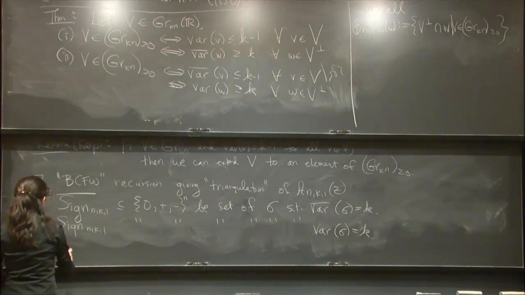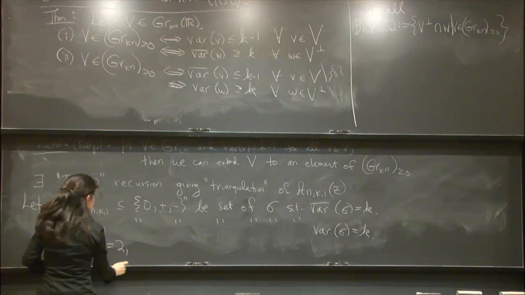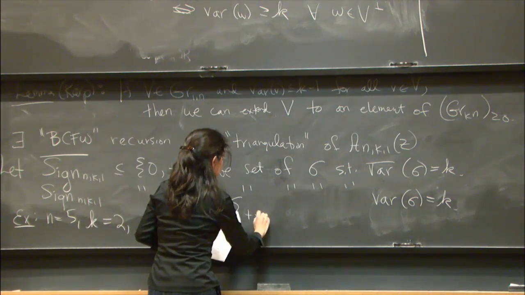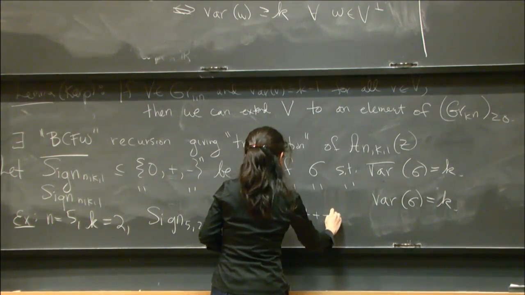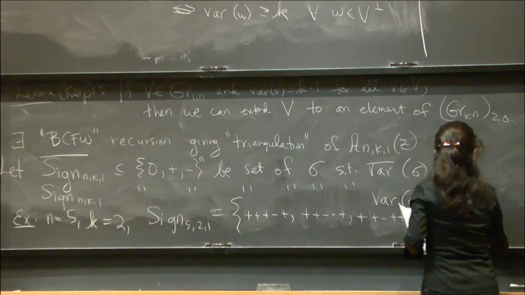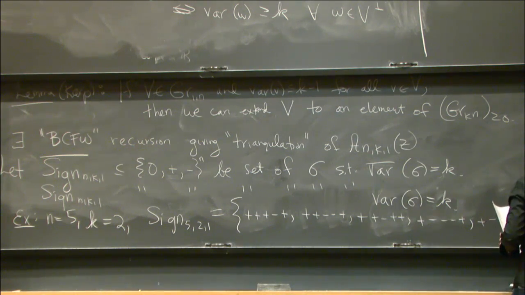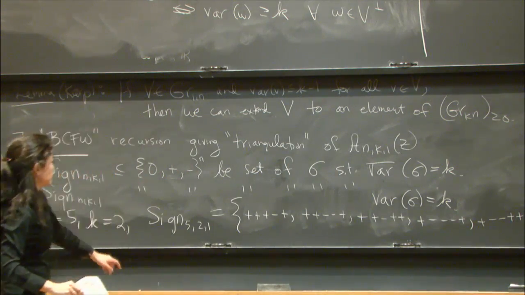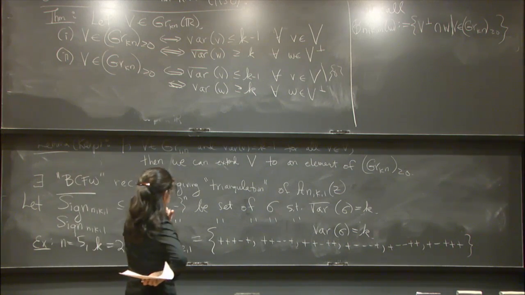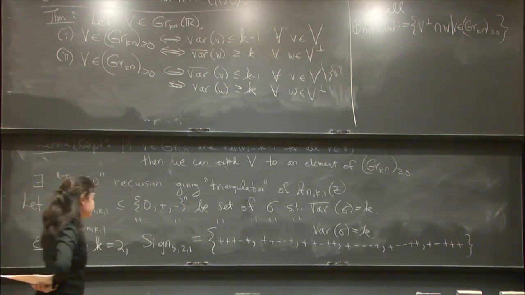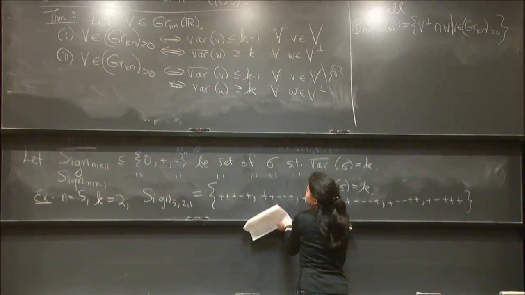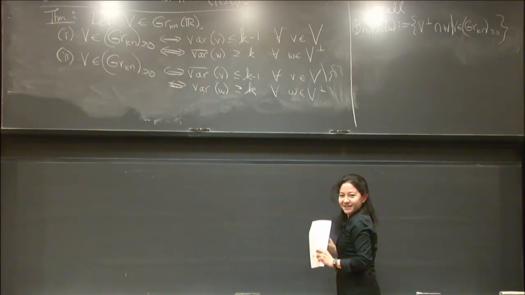So for n equals 5 and k equals 2, Sign_{5,2,1} is going to be a list of sign vectors, such as plus, plus, plus, minus, plus, and so on. I guess I just wrote out the ones with no zeros. I'm not quite sure what happens, but.